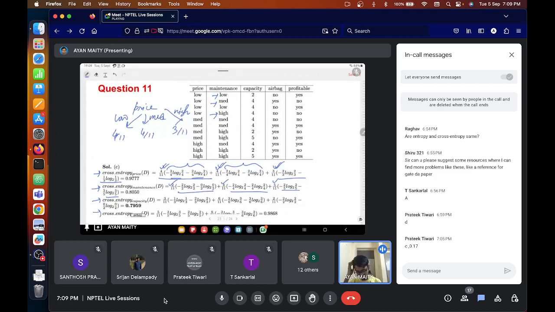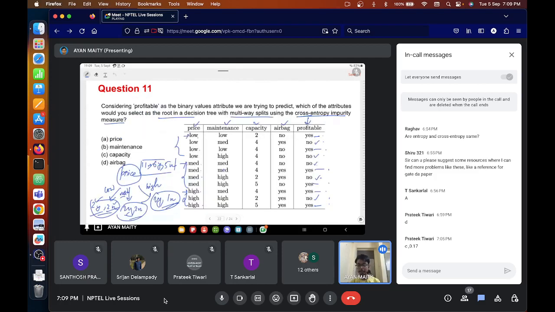So if you compute cross entropy values for all the attributes, now you have to pick the attribute with the least cross entropy value, so which is the cross entropy value for capacity. So capacity, this is the attribute. So this attribute has the lowest cross entropy and it will also have the highest information gain. So capacity would be chosen as the root of this decision tree. So this is how you have to calculate the root for a decision tree from a data set.